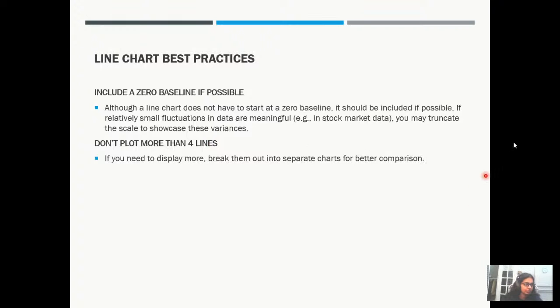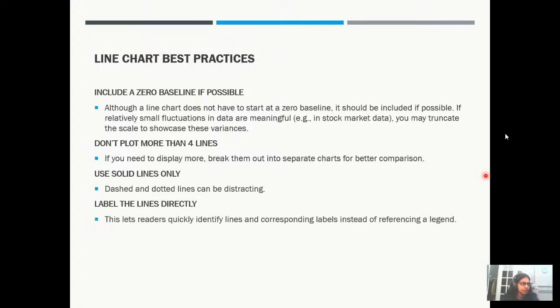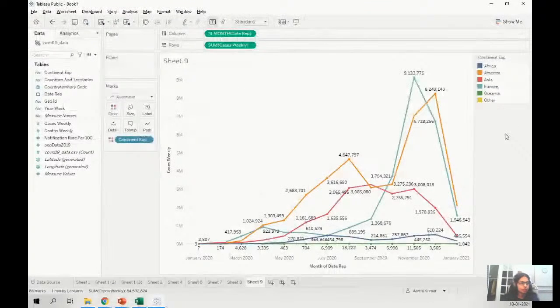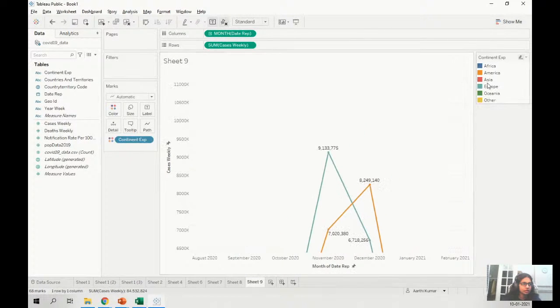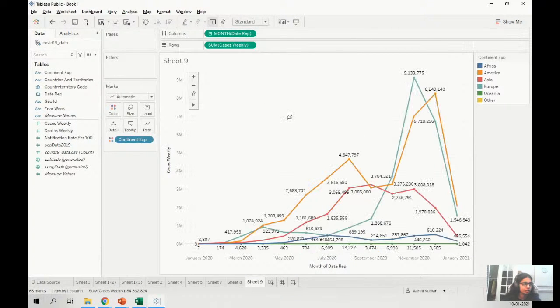Do not plot more than 4 lines. So if you need to display more, break them into separate charts for better comparison. Use solid lines only. Do not use dotted lines or dash lines. It is distracting. Label the lines directly. So this lets the reader quickly identify lines and corresponding labels. This is an important point in case you're sharing a static image. But in case of Tableau, you have this tooltip which helps you when you hover over it to display what the line belongs to, right? So yeah.